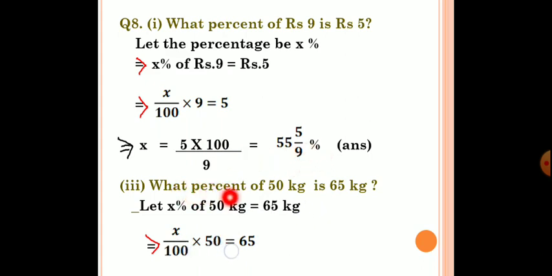Next, what percent of 50 kg is 65 kg? Again, we don't know the percentage, so let the percentage be x. According to the question, x percent of 50 kg is equal to 65 kg. So again, we'll convert the percentage into fraction, that is x by 100 into 50 is equal to 65.